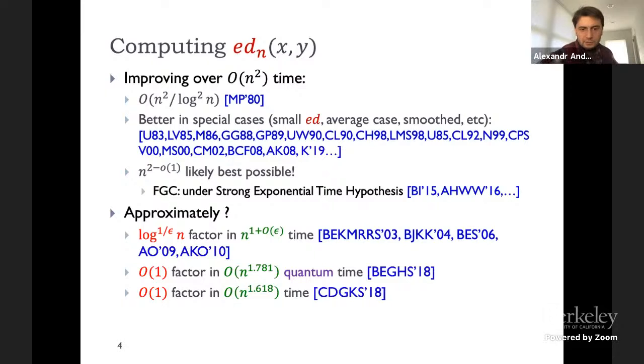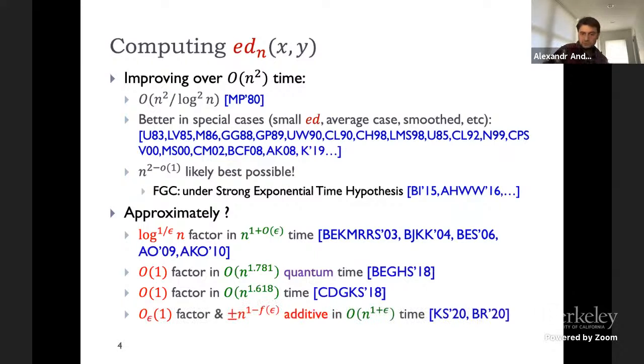But of course, the natural question is, okay, we got constant factor approximation in roughly n to the 1.6 time. Can we do it better? Can we do it in close to linear time? There has been some progress, and there are basically two follow-up papers that appeared this year that obtain constant factor approximation in near linear time, but there is an additional additive approximation.